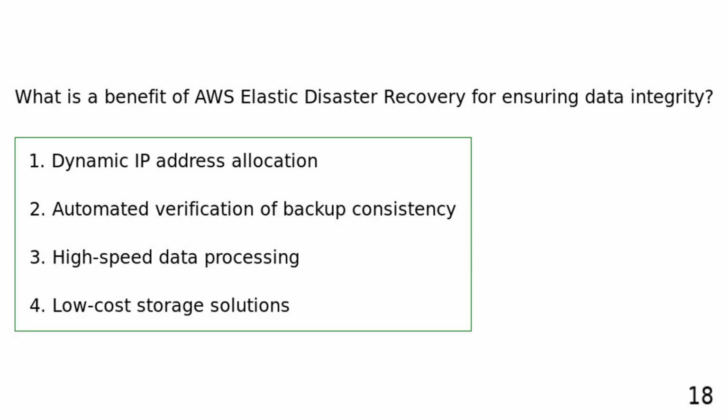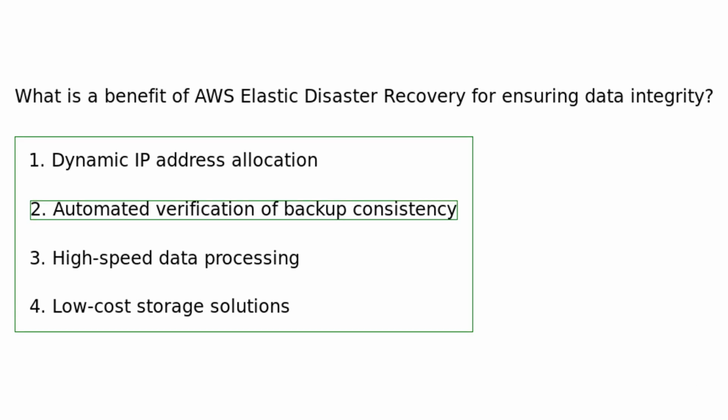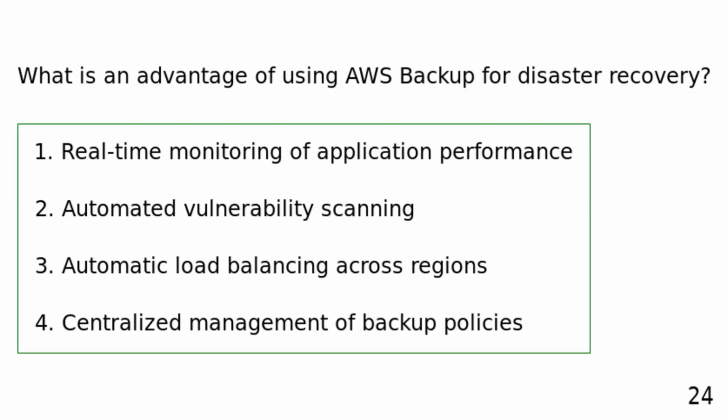Dynamic IP address allocation. Automated verification of backup consistency. High-speed data processing. Low-cost storage solutions. AWS Elastic Disaster Recovery ensures data integrity by automating verification of backup consistency, validating data integrity during backup and recovery processes. What is an advantage of using AWS Backup for disaster recovery?